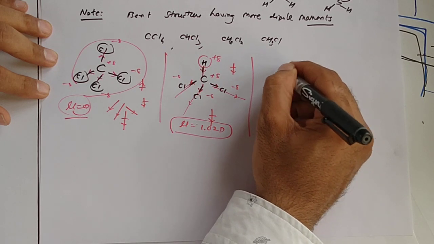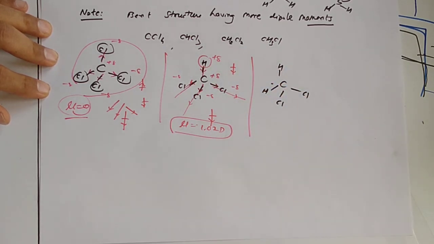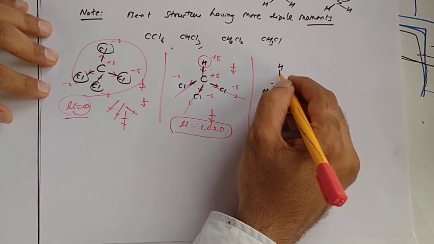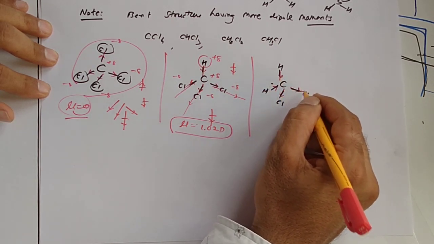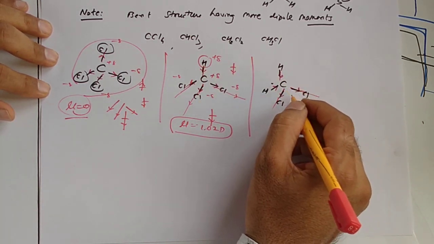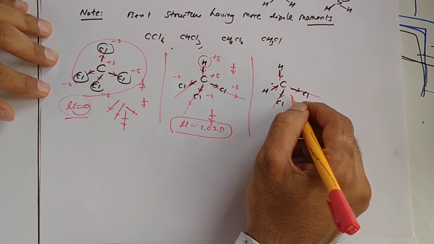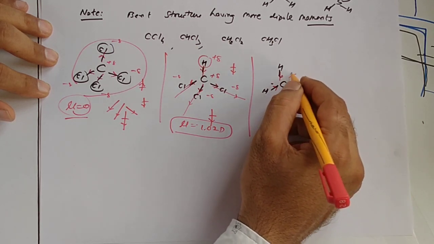In the case of CH2Cl2, 2 vectors are centralized toward hydrogen to carbon, and 2 divide in different directions. The average of these two like this, and the average of this in this direction.